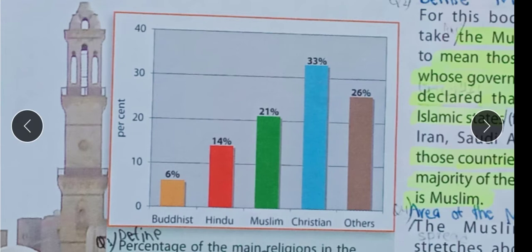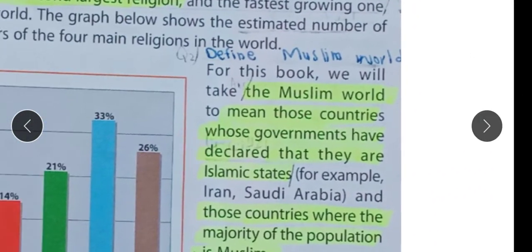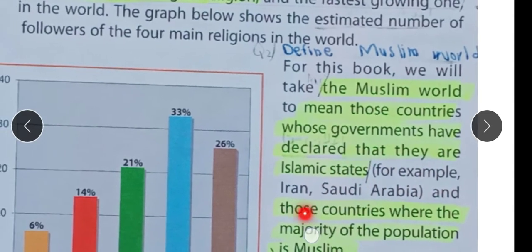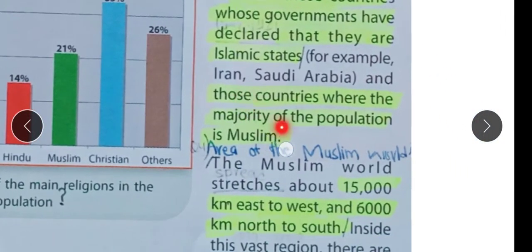So come to the second line, and it is telling us that for this book we will take the Muslim world to mean those countries whose government have declared that they are Islamic states, for example Iran, Saudi Arabia, and those countries where the majority of the population is Muslim. So we consider those countries as Muslim countries whose government have declared that they are Muslim states, for example Iran, Turkey and Saudi Arabia, and those countries whose majority of the population is following the religion of Islam.